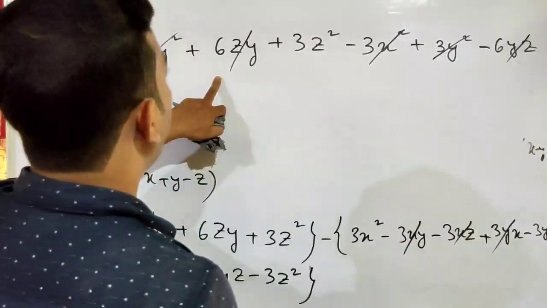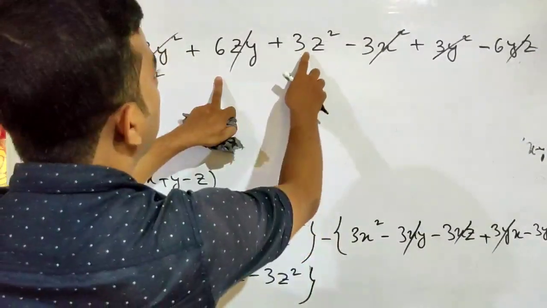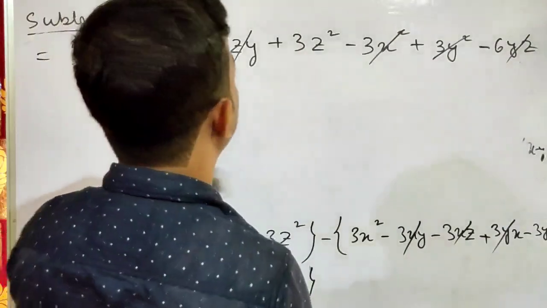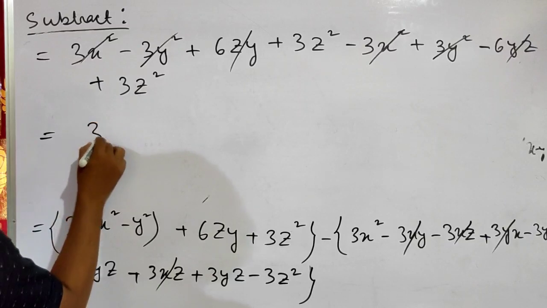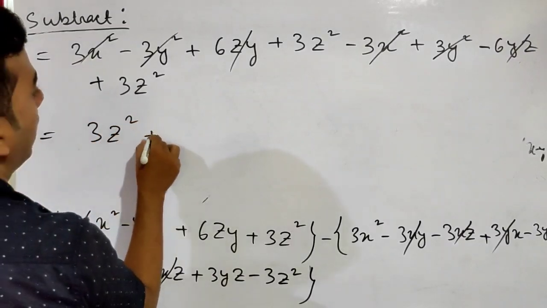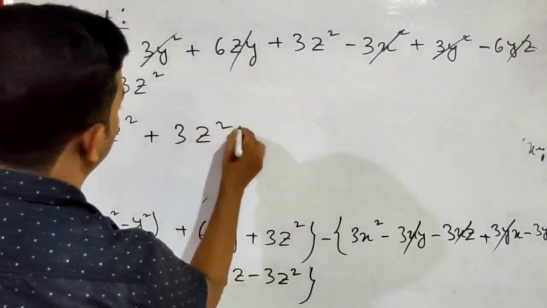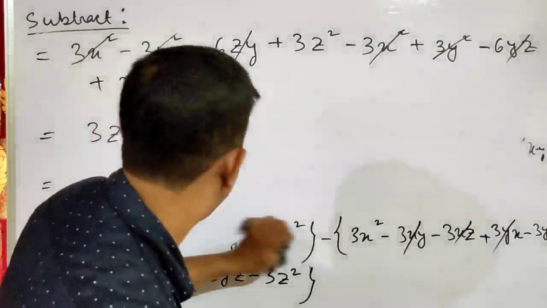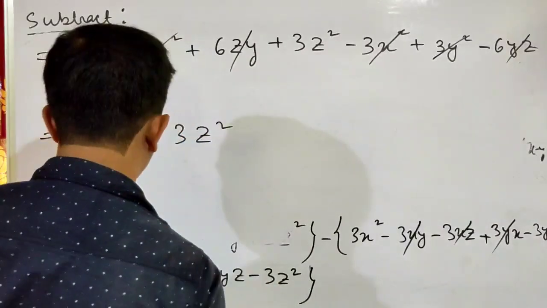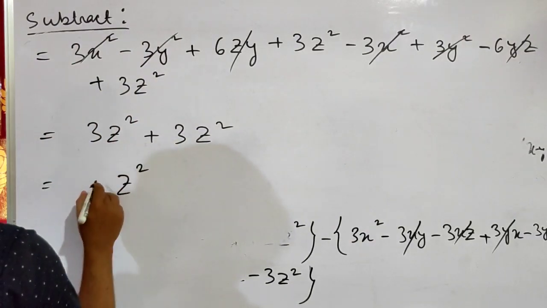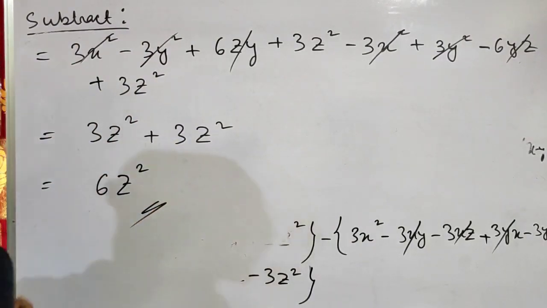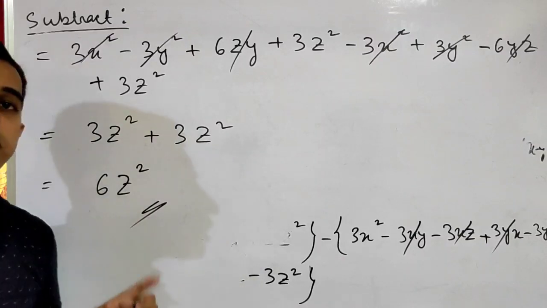Now is anything more cancelled? Only these two are left, that is plus 3z square, and again 3z square. So this one we have to add. Take the variable common, z square. So 3 plus 3 is how much? 6. So this is how we can add.